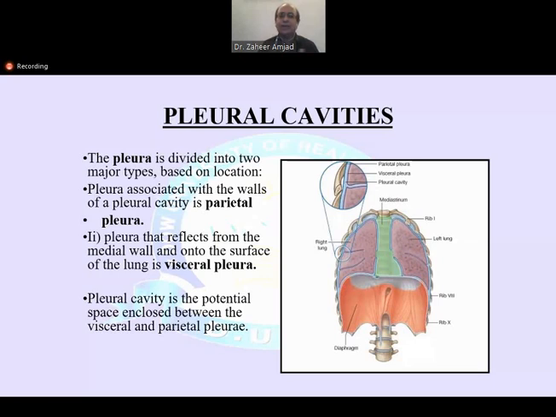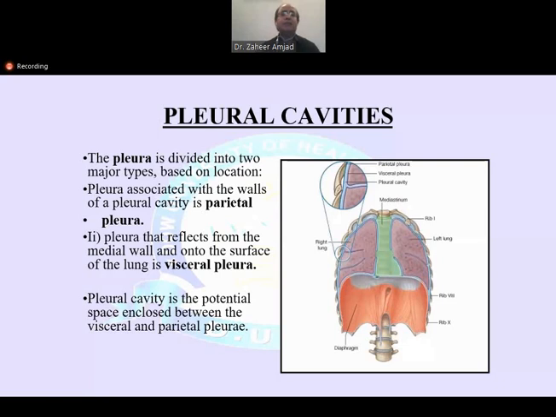When the lungs collapse during expiration, then the thoracic wall and the diaphragm become in close contact with each other without any visceral pleura. That is the costodiaphragmatic recess, right, on either side of the lower angles of the thoracic cavity. So this is about the pleural cavities.